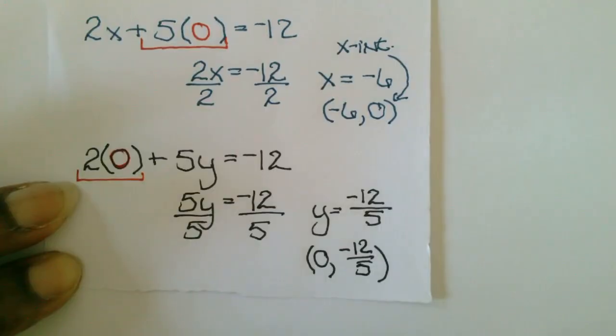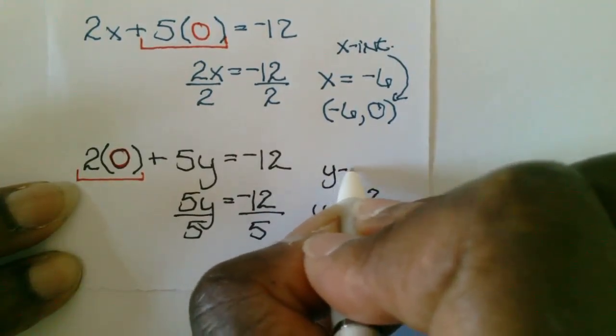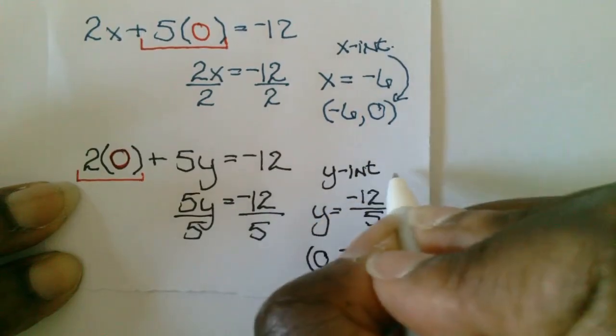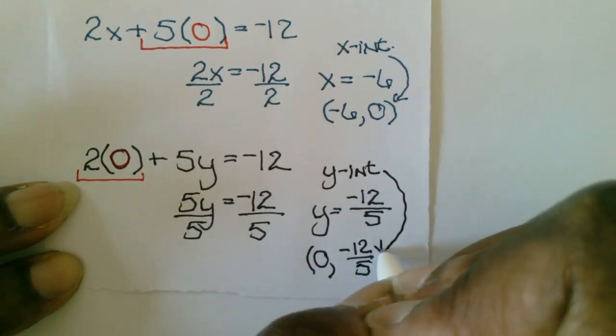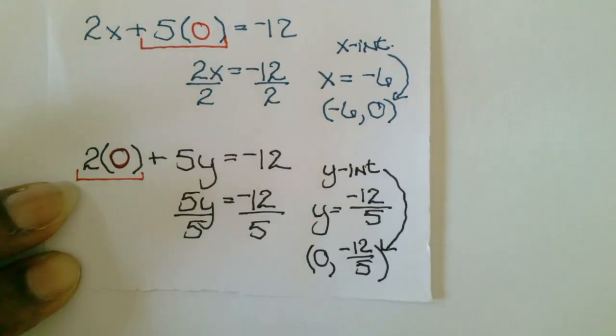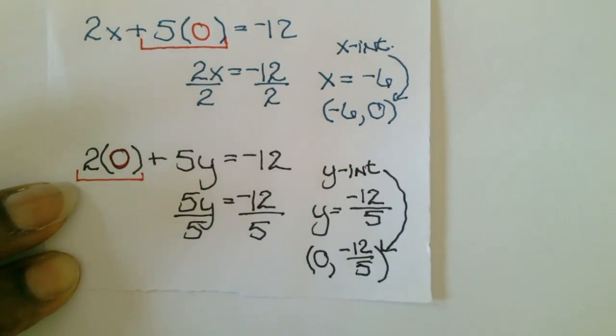And I'm going to have my y-intercept. And your intercepts are always listed as an ordered pair. Okay? Yep, and you can say -2.4 as well. Okay? Alright? You see what happened there?